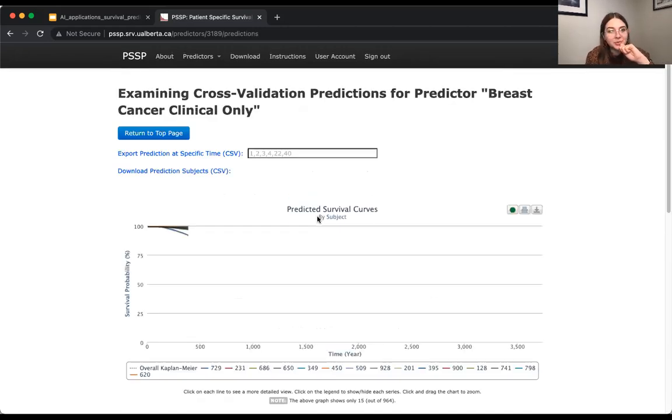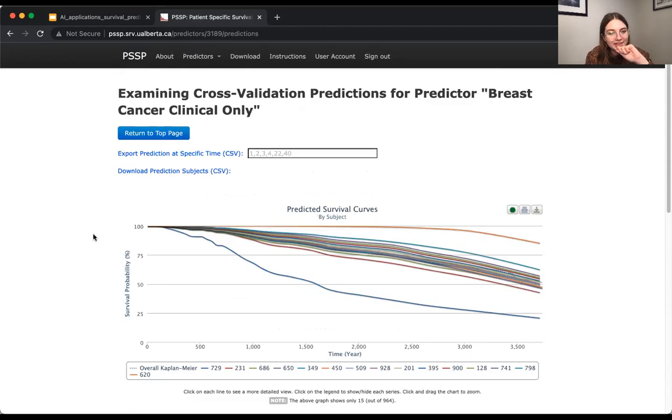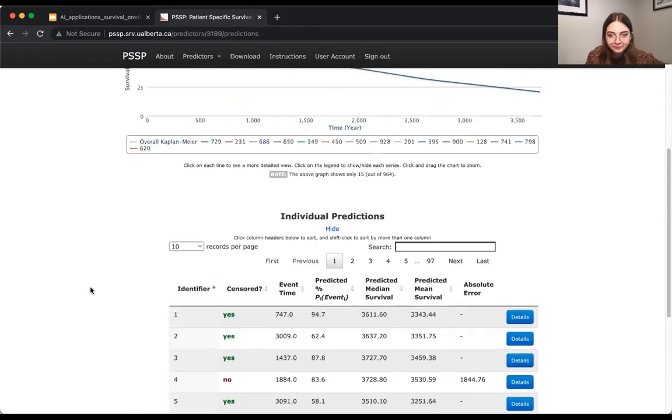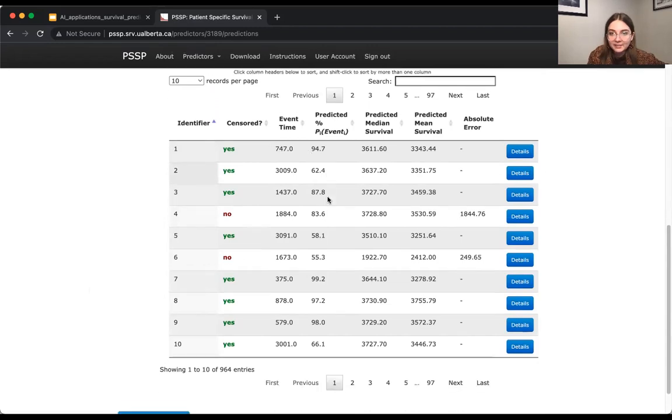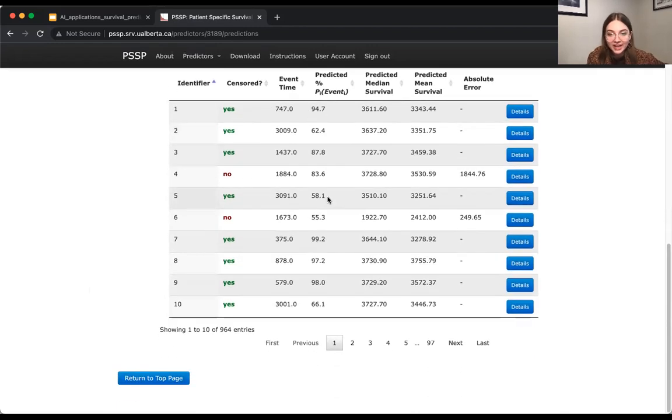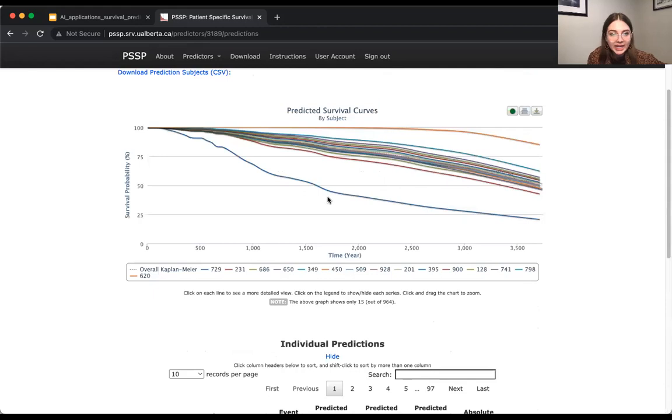We could look at individual predictions here. So this will just sample a number of the patients from the data set and show their different survival curves. So we have this patient who's looking pretty good, and then this patient who is kind of separating from the group in a more negative way, kind of the opposite way. You can actually look at the specific predicted time to event for everybody.